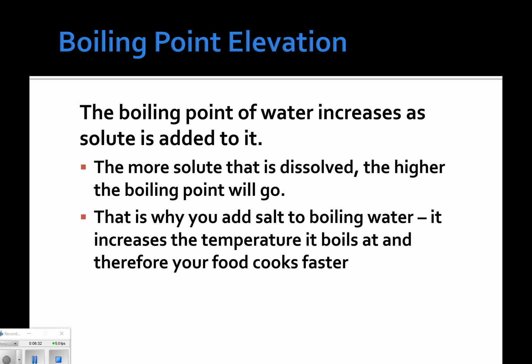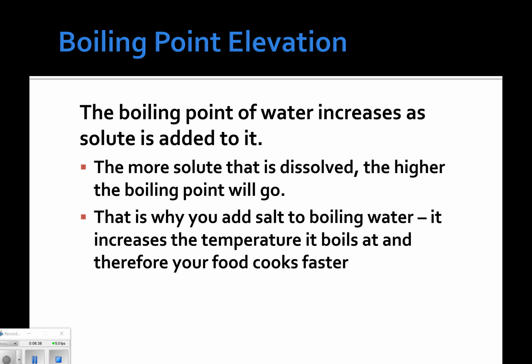And again, this is why we add salt to boiling water. It increases the temperature that the water boils, and therefore it cooks your food faster. So normally water at sea level is going to boil at 212 Fahrenheit or 100 degrees Celsius. The higher we go in elevation, the lower this number goes, but the more ionic compound, the more electrolytes that we dissolve into this, the higher this temperature is going to go.